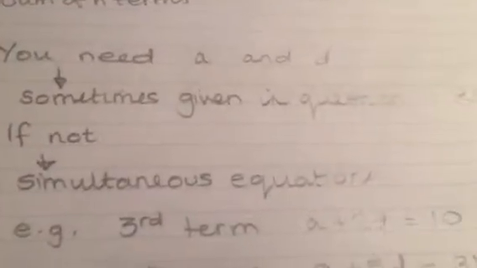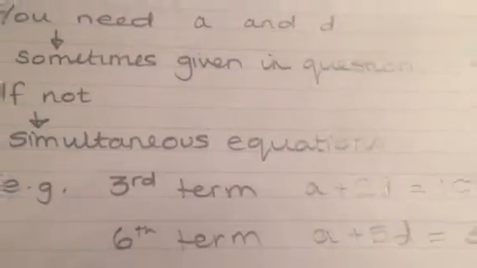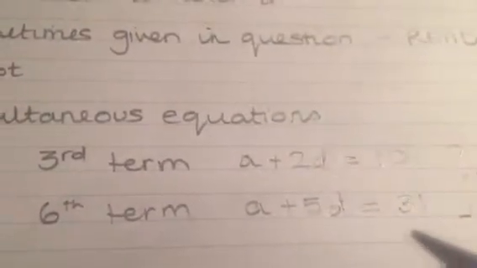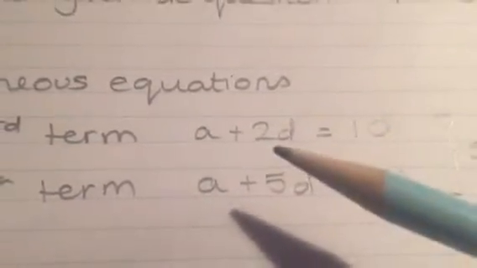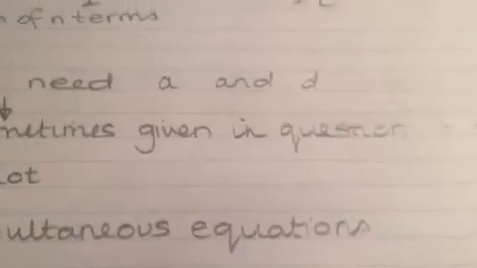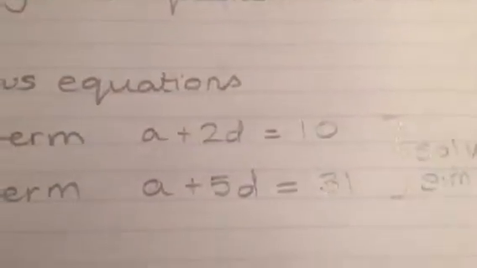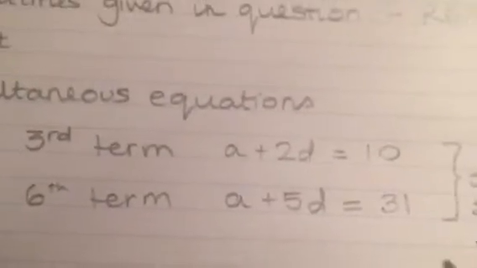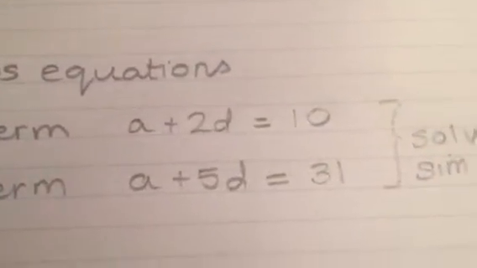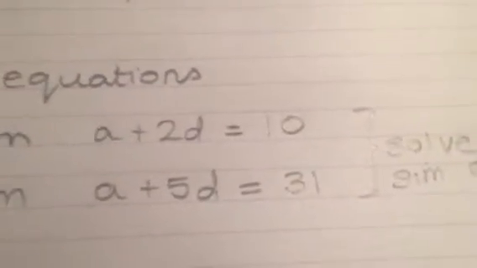Now occasionally they won't give you a and d, and you have to find these out, and the method to do that is simultaneous equations. So a couple of examples, it might be you're given the 3rd term and you're given the 6th term. The easiest way to think of the 3rd term, go back to your formula. It is a plus (n minus 1)d, so the 3rd term is to say a plus 2d. So for example, you might have a plus 2d is 10, and you might be given the 6th term, a plus 5d is 31. And then all you've got is you put 2 very simple linear simultaneous equations to solve to find what a and d are.